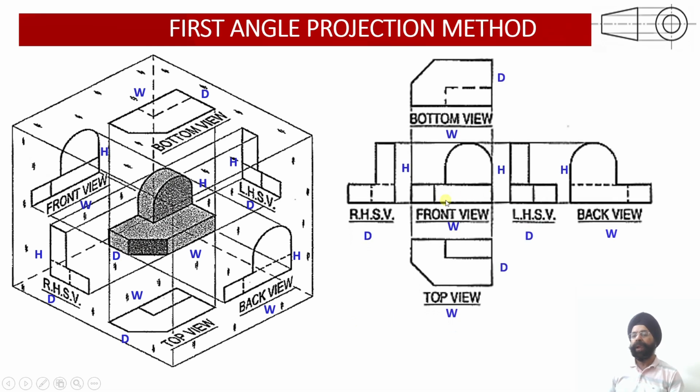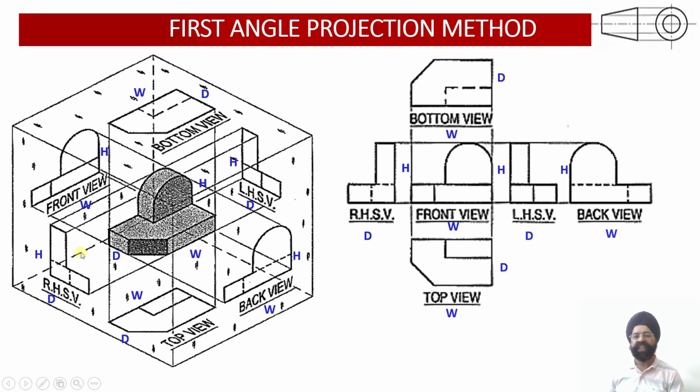Now in the front view you get this projection, and in the first angle projection the bottom view will be drawn above the front view and the top view will be drawn below the front view. Similarly, the left side view, as I told you, will be drawn on the right hand side, and the right hand side view of this object will be drawn on the left hand side of the front view. The back view will be drawn next to the left hand side view. So this is how all the 6 views can be represented in a single 2D plane.